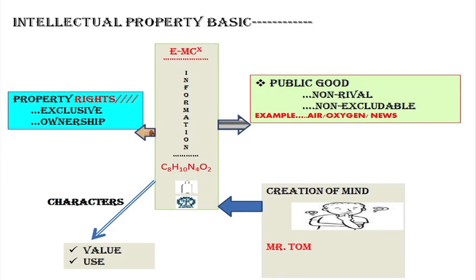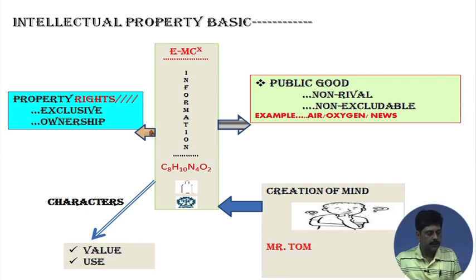Information is difficult to create. Mr. Tom has been sitting beside the tree every day and thinking, and by virtue of his thought process he created those kinds of information and information goods. That takes a long time, long efforts, a long thinking process. But how that thing can be a valuable asset, there lies the role of intellectual property rights.